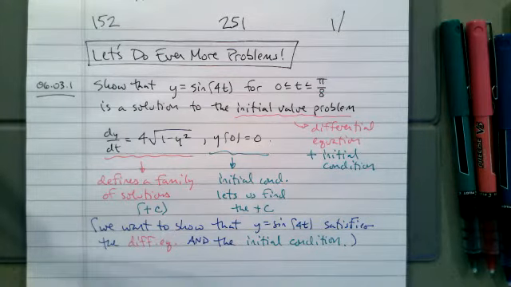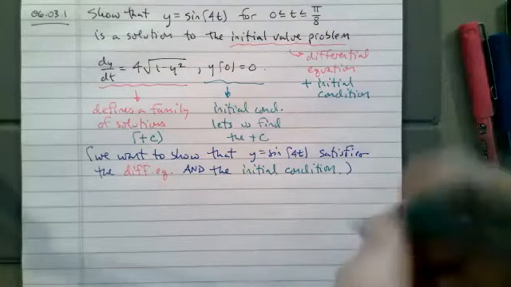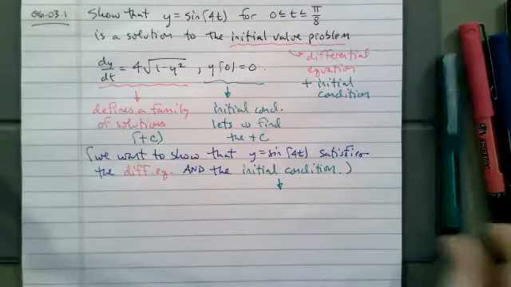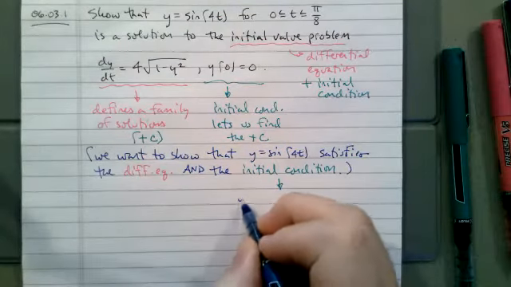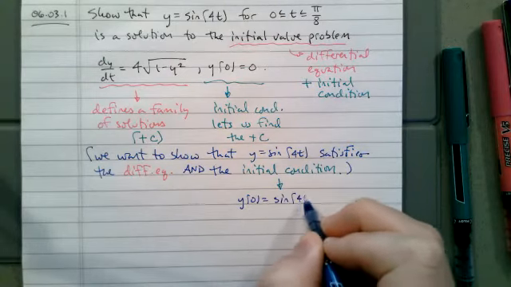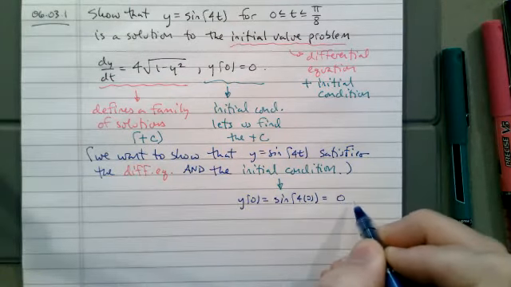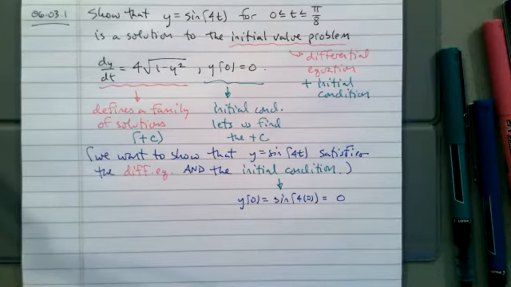So first off, that initial condition is really easy to demonstrate. So let's do that first. If we just do y of 0, that means sine of 4 times 0 is equal to sine of 0, which is 0. So job done. It satisfies the initial condition.